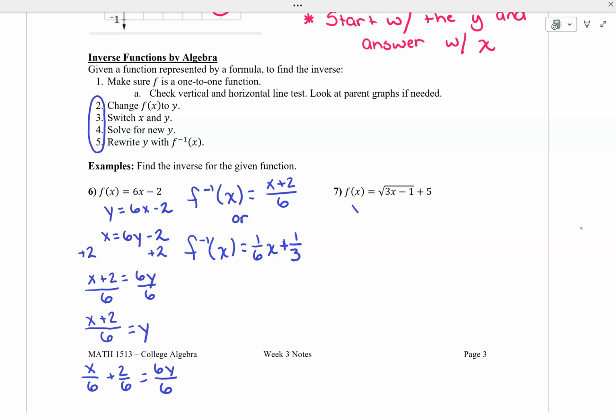So change this to a y. Switch x and y. Now solve for that y. So we want to subtract 5 from both sides. So we're going to have x minus 5 equals 3y minus 1. I'm going to switch colors for just a second.